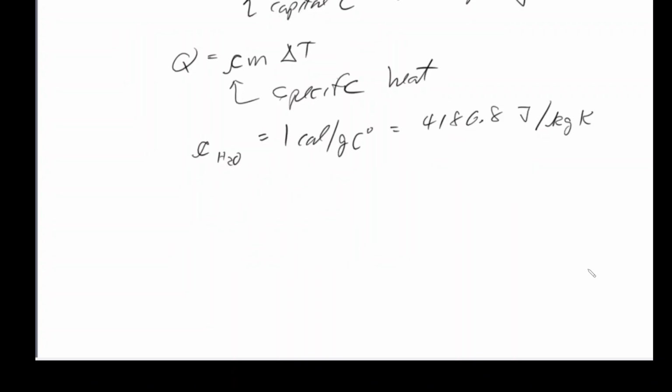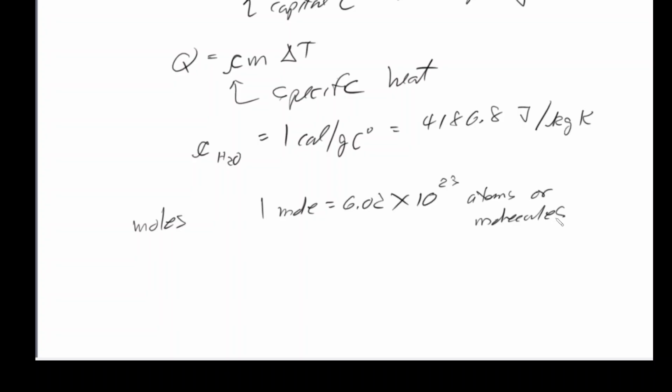Instead of using mass, we can also express the amount of a substance in terms of moles, where 1 mole is equal to 6.02 times 10 to the 23rd atoms or molecules of the substance. In this case, we would use the molar specific heat. And as you will see in future videos, this is Avogadro's number.